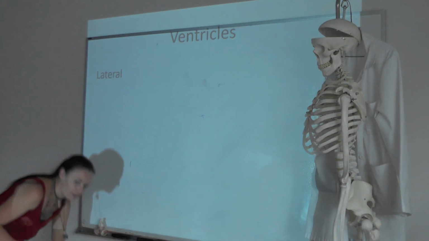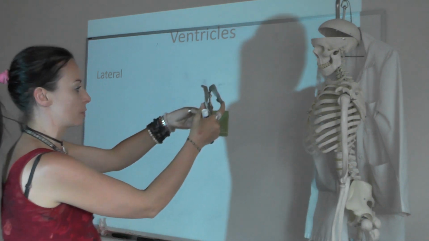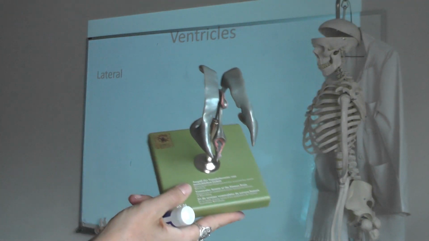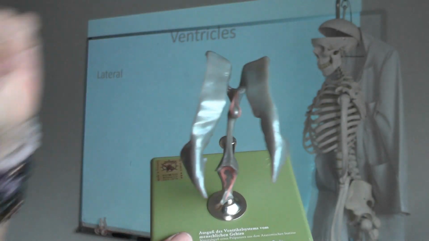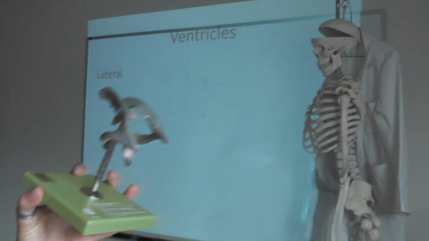Okay, so ventricles. We have 4 ventricles: a left and a right lateral ventricle. So you can't tell me that this is the first and second ventricle. It's not. It's the left and right lateral ventricle, and then our third ventricle and our fourth ventricle.